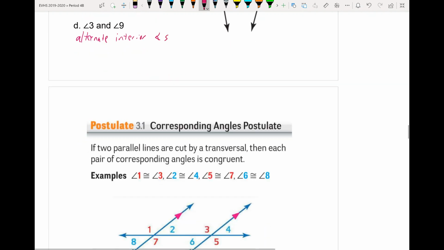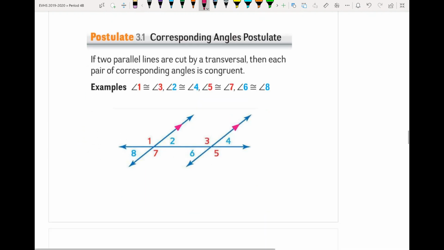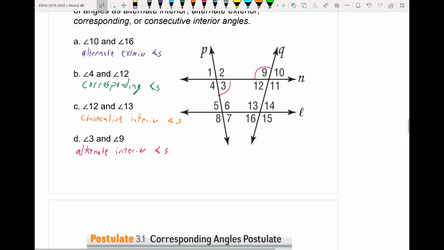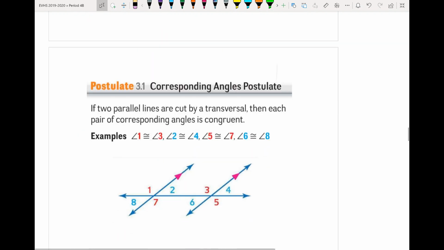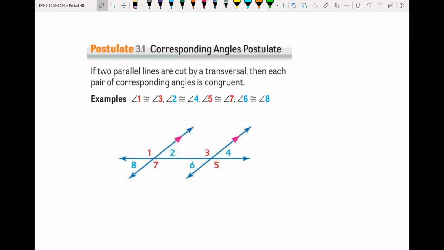Let's jump on down to the corresponding angles postulate. Now, we're about to take a break from the note, or what's actually on the page. 3 and 9 was alternate interior angles. All right, we're about to take a break from things. I'm going to show you how to combine basically what we learned from Unit 1 and Unit 2 to learn stuff for Unit 3.